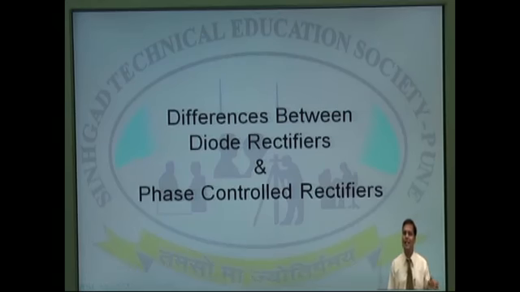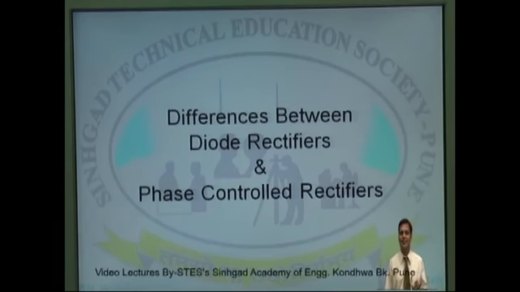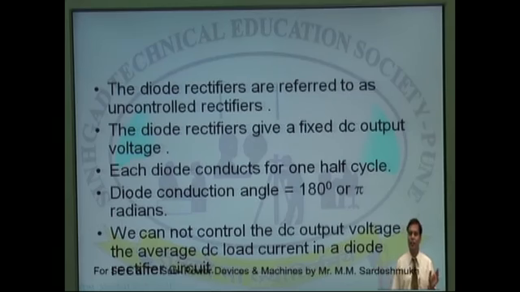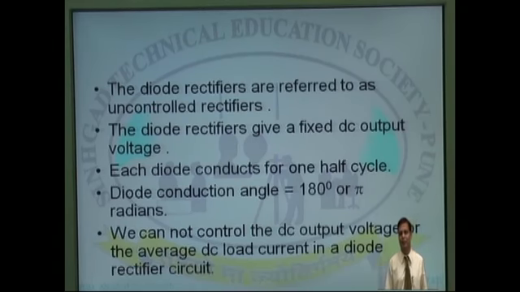So let us focus on the other differences. As I said, in the case of uncontrolled rectifiers, we cannot control the output waveform. It means that we can get only a fixed DC voltage in the case of an uncontrolled rectifier.